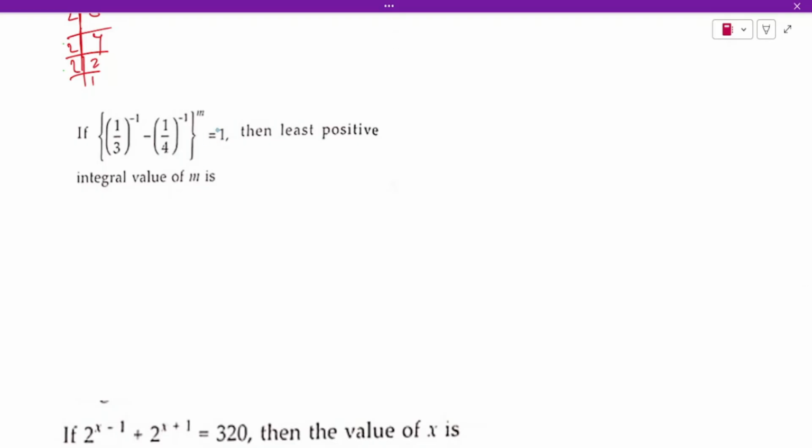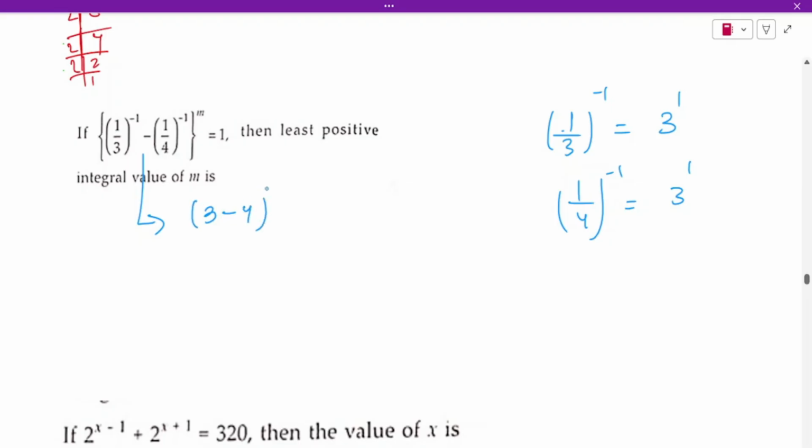So first, to find the value of m, we have to simplify the expression inside this curly bracket, which is 1 by 3 whole power minus 1, so that we can write it by using the reciprocal law. 1 by 3 whole power minus 1 is nothing but 3 to the power 1, and 1 by 4 whole power minus 1 is written as 4 to the power 1. So this expression will become 3 minus 4 whole power of m is equal to 1.